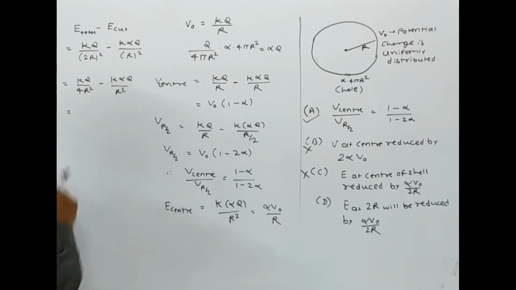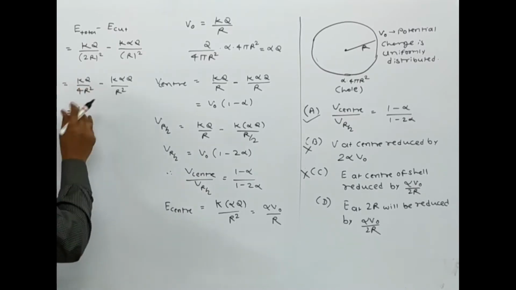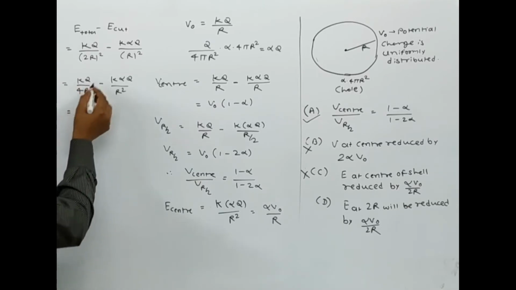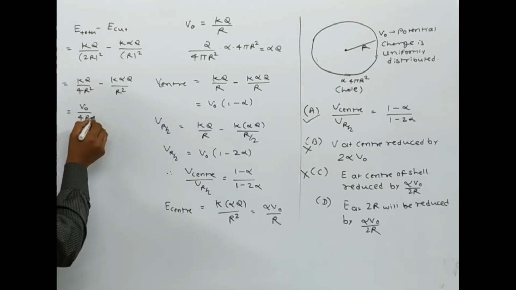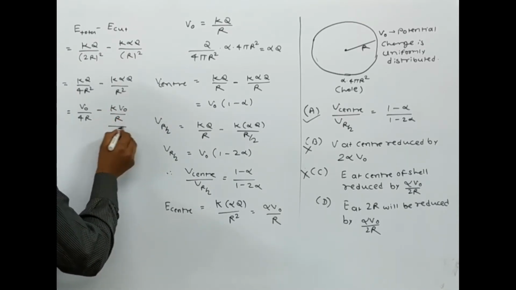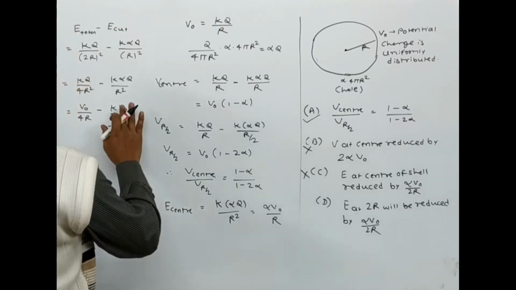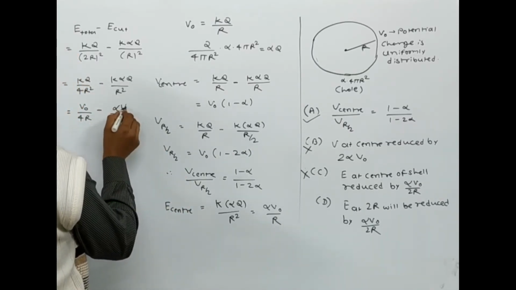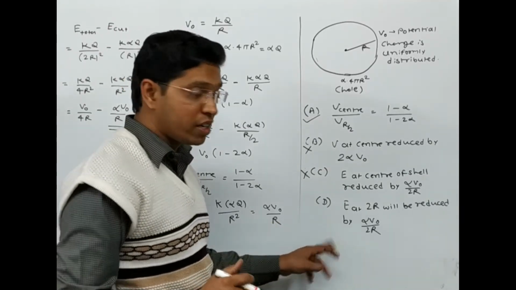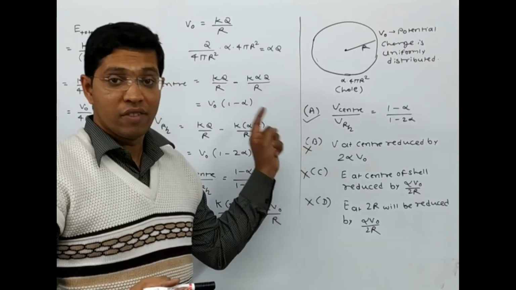Now again it is in terms of alpha V0. Even though it is not needed, I'll write it in terms of V0. So kq by r is V0, giving V0 by 4r, and it is reduced by alpha V0 by r. So by how much has that field been reduced? It is reduced by alpha V0 by r, and here it is given as alpha V0 by 2r. So definitely this is not the correct answer. So the only correct answer option for this question is E.